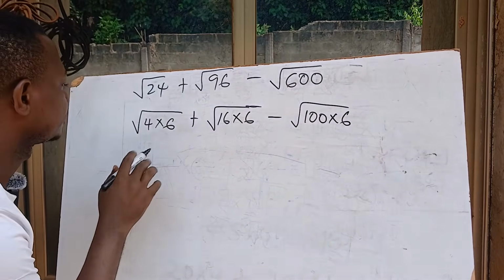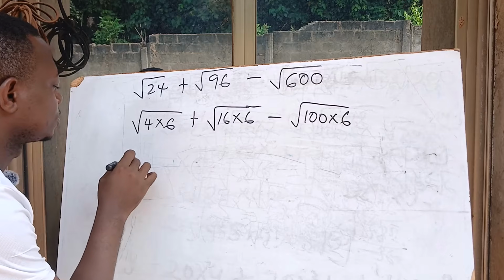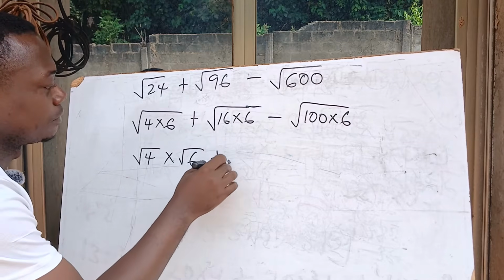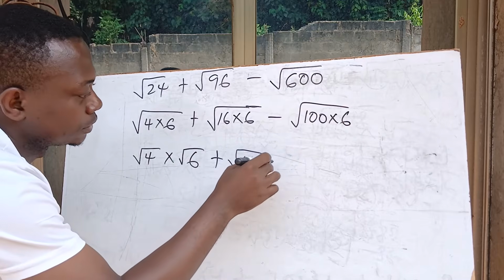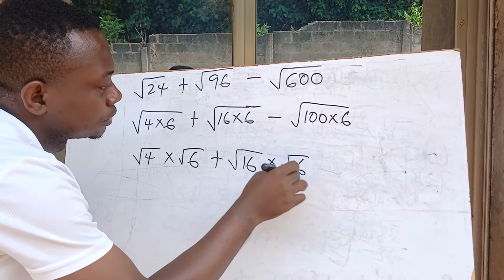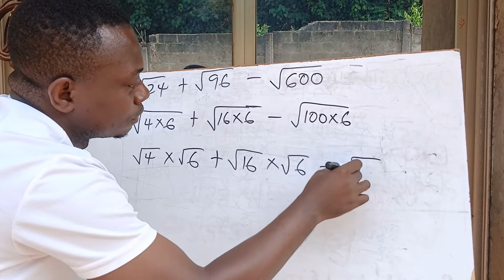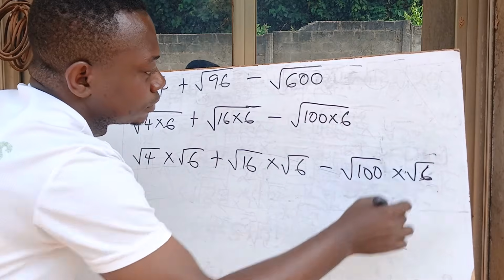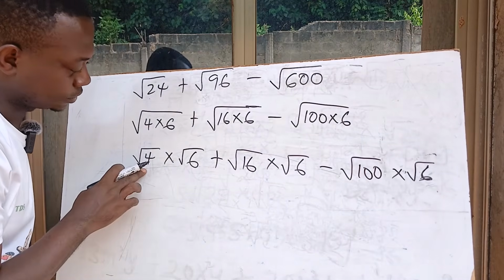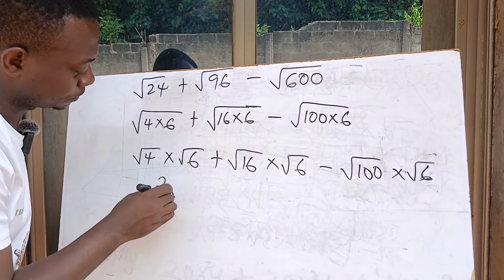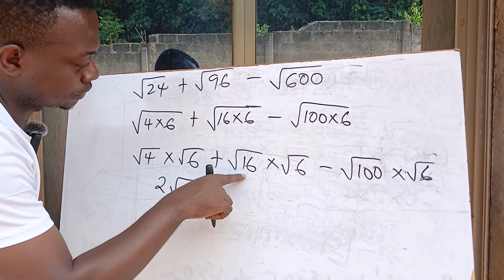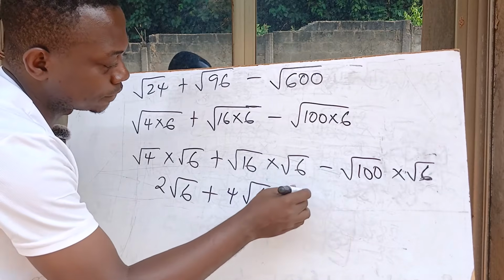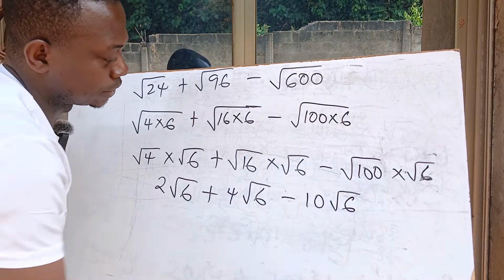So from here, I can write this one as square root of 4 times square root of 6, then we have square root of 16 times square root of 6 minus square root of 100 times square root of 6. So this one is perfect. That will be 2, so 2 with square root of 6 plus, this is perfect, 4 with square root of 6 minus, this is perfect, 10 with square root of 6.